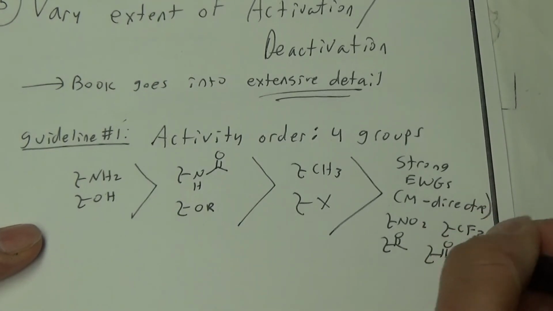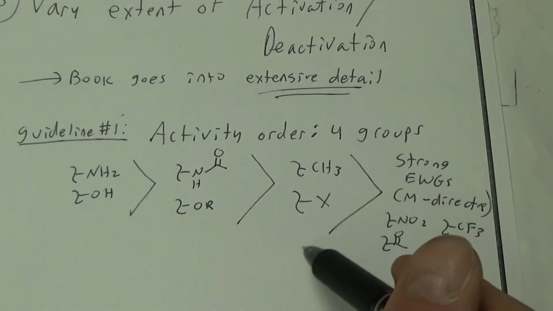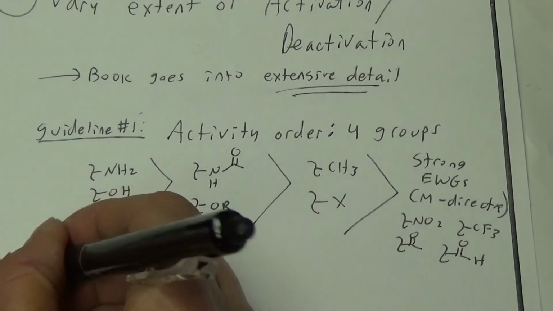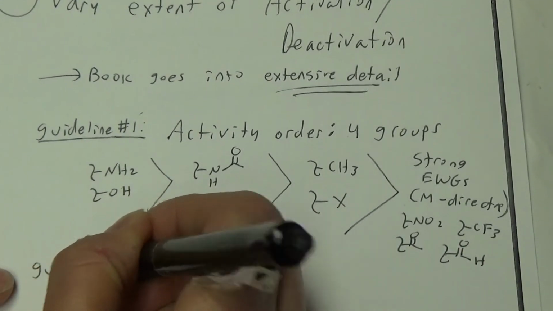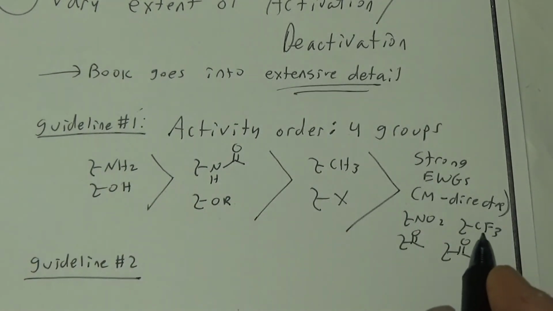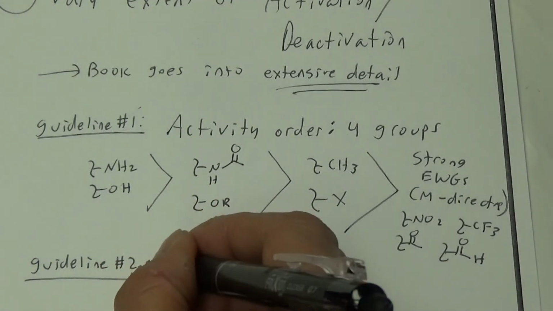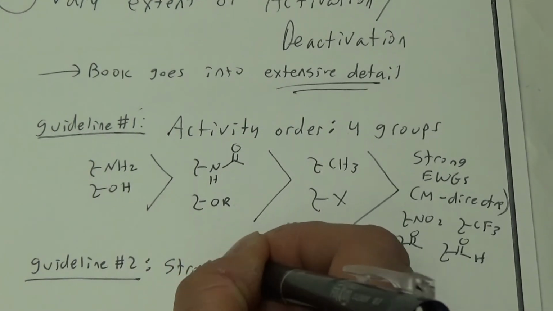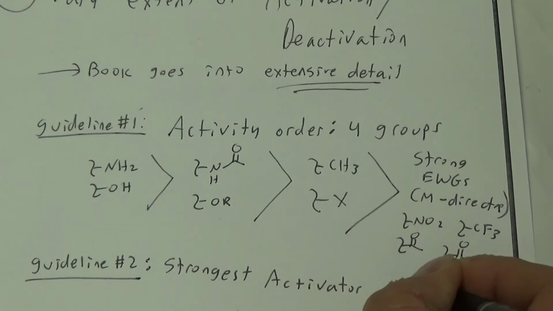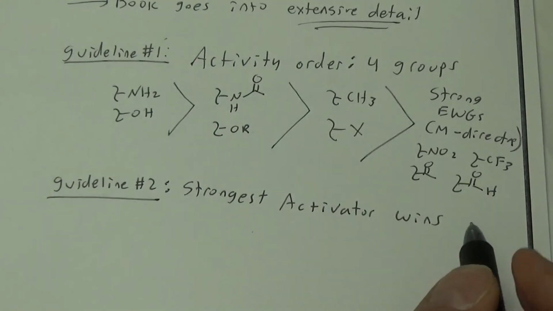Aldehydes, etc. Okay? Alright, so we got 4 groups, and we're going to see how these groups apply in a second. Guideline number 2. First you got to know what the activity order. You're going to need to pretty much memorize these, so you might start doing that now. Okay, guideline number 2 is that the strongest activator wins in a competition. Strongest activator wins. So if you have a competition between these groups, strongest activator wins.